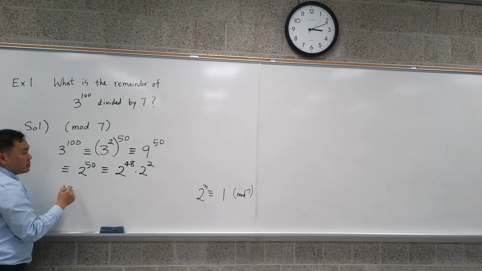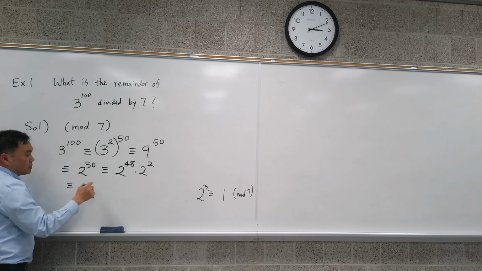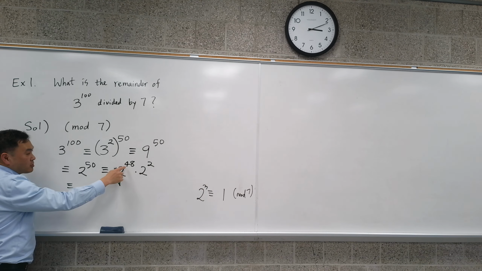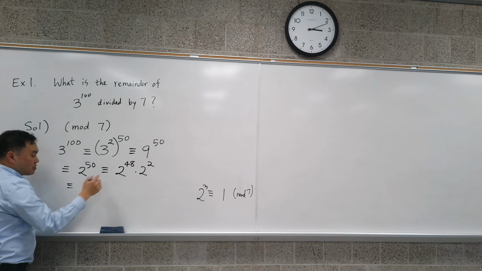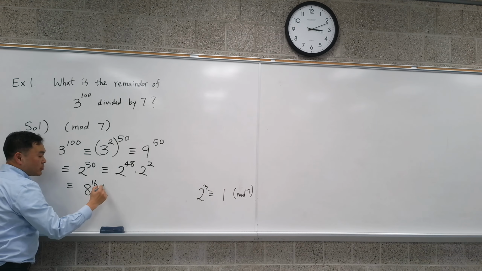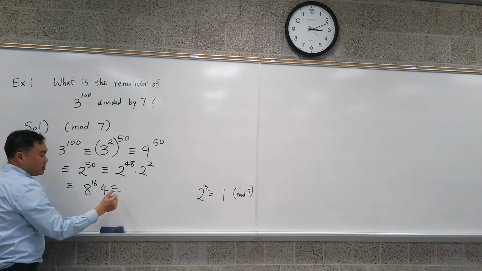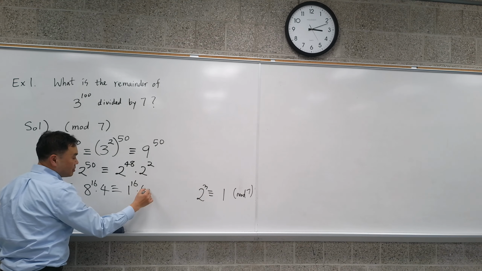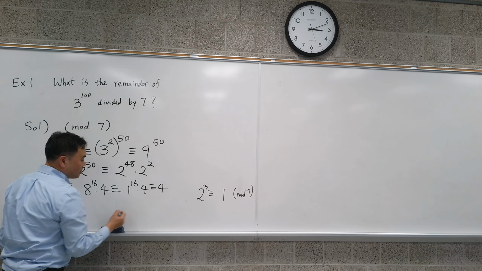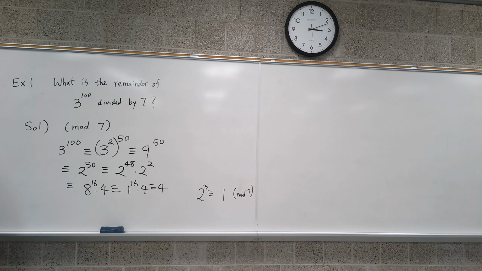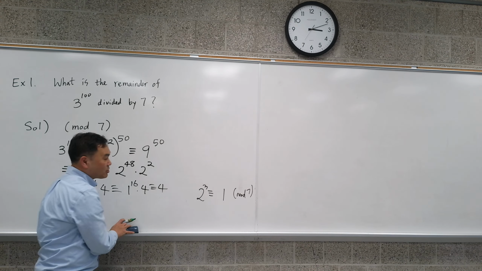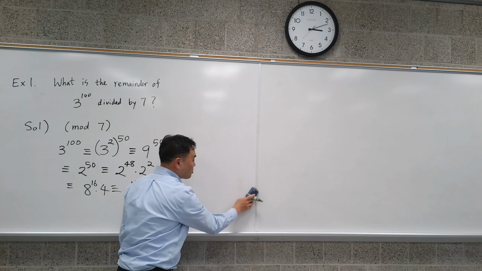And then 2 to the third power, this is 3 times 16, so this is the same as 8 to the 16th power times 2 squared, which is 4. And now you can replace 8 by 1, so it's 4. So the answer is 4. So we are able to find out this remainder without having to calculate 3 to the 100th power.